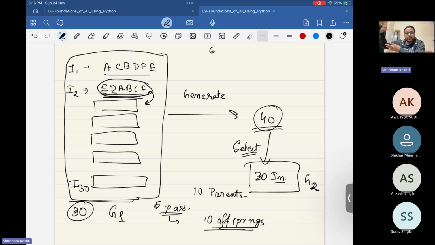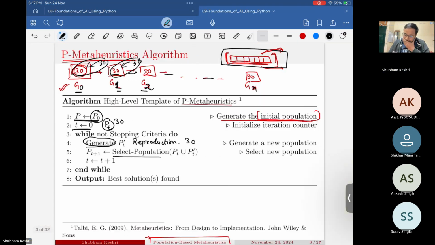Those parents will recombine or reproduce to give offsprings. We will combine the offsprings with the population, and then we will pick some of them. If 30 is the population size, then we'll pick 30 of them to become the next generation. So this is the idea. Any questions? We will talk about how we are doing reproduction, how we are selecting parents, how we are selecting offsprings. Those we will talk about. Any questions?